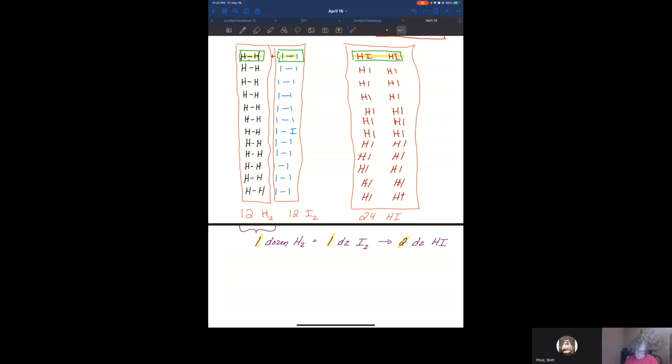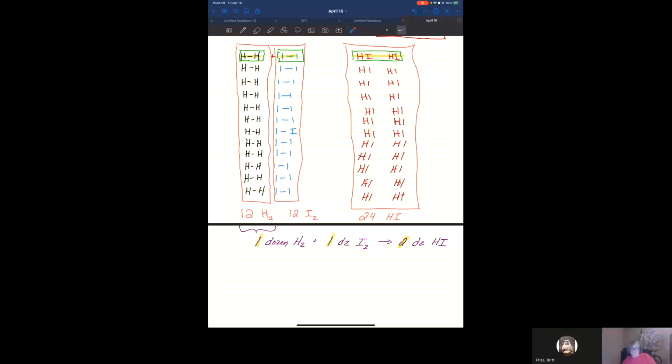I could be talking about that individual box of one molecule making my 2 molecules of HI. Or there's a box where I've written 12 of them down, 1 dozen. Then the box where I wrote another 12 of them down, another dozen. And here's the big box at the end where there are 24 of these individual HI molecules.